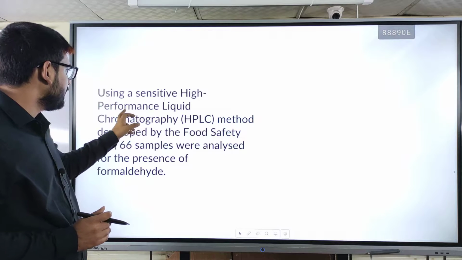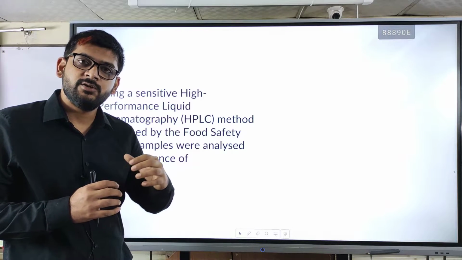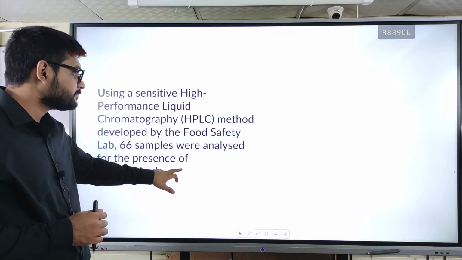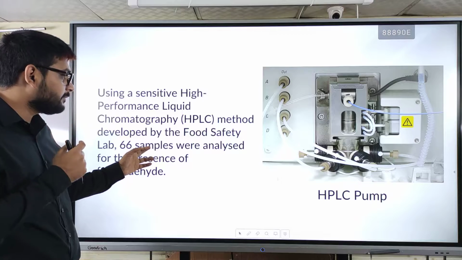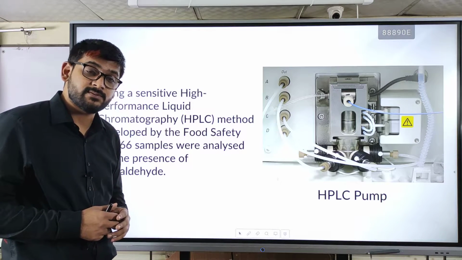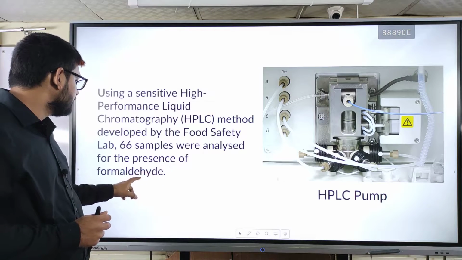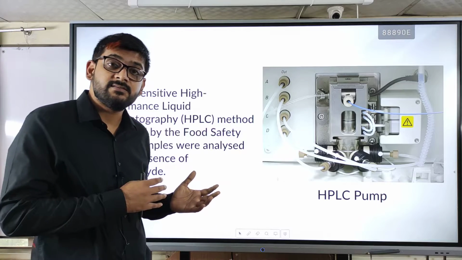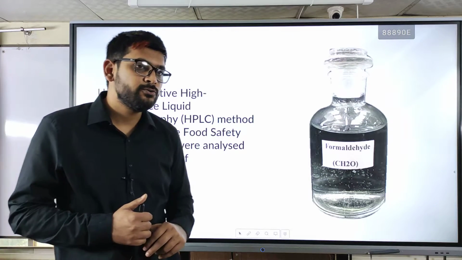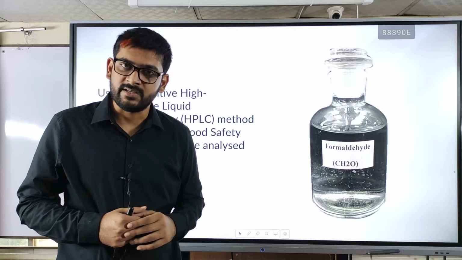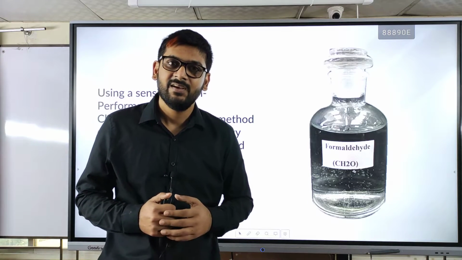So they used a sensitive high performance liquid chromatography method to analyze the mixture used in different kinds of products. Here you can see an HPLC pump that is used to analyze the mixture, and using this method they analyzed 66 samples of different products. Why did they do this analysis? To find out if those samples contain formaldehyde. Formaldehyde is used to prevent something from rotting. It is a preservative. You commonly know it as formalin, which is very bad for our health.